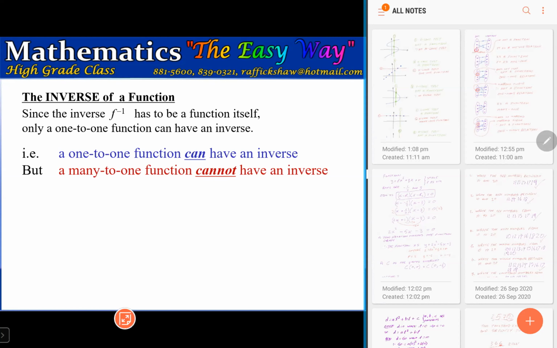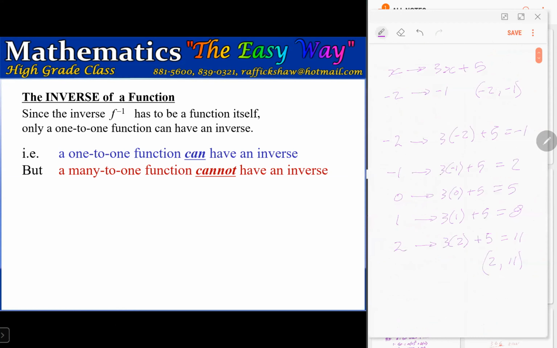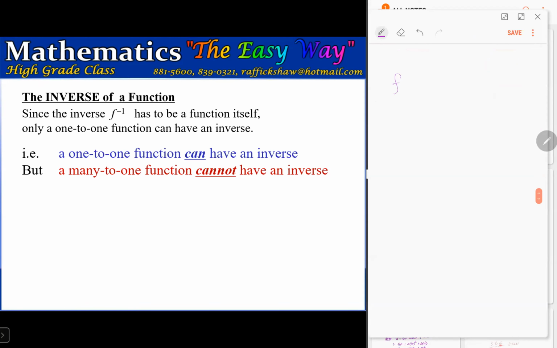Let me show you why over here on the right side. Pay attention now. Let's say a function is one to one. So it's basically this one mapping to this one. When you form the inverse function f to the minus 1, it is reversed. The mapping is reversed, so you get back one to one, which is fine.